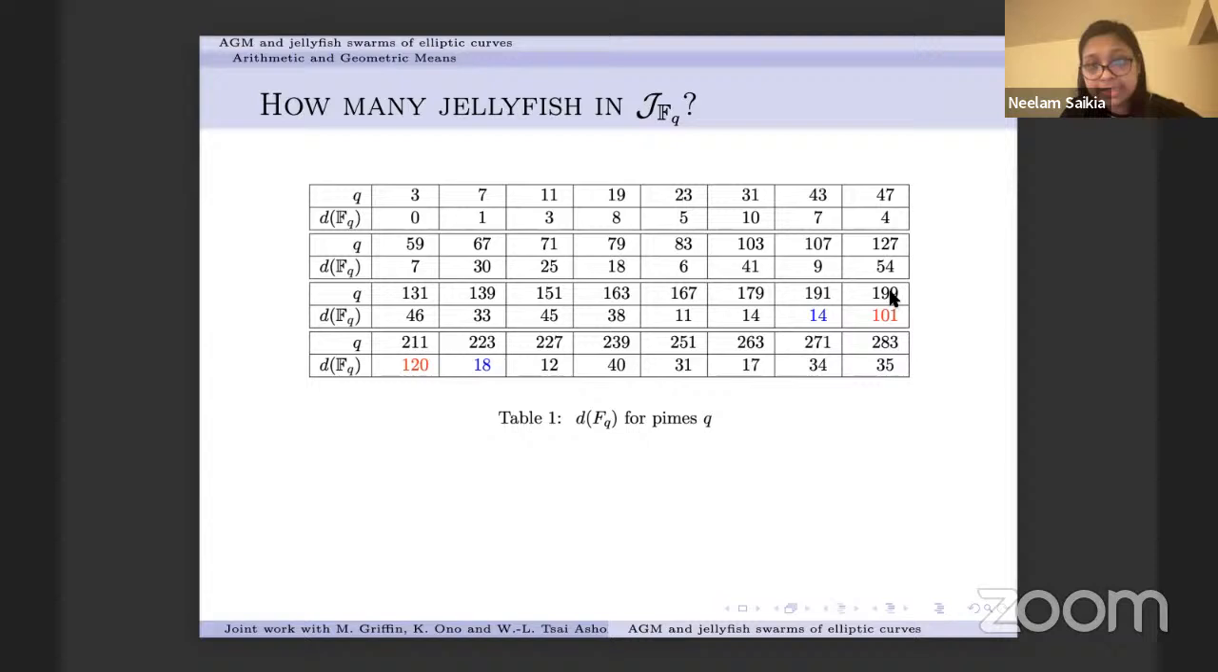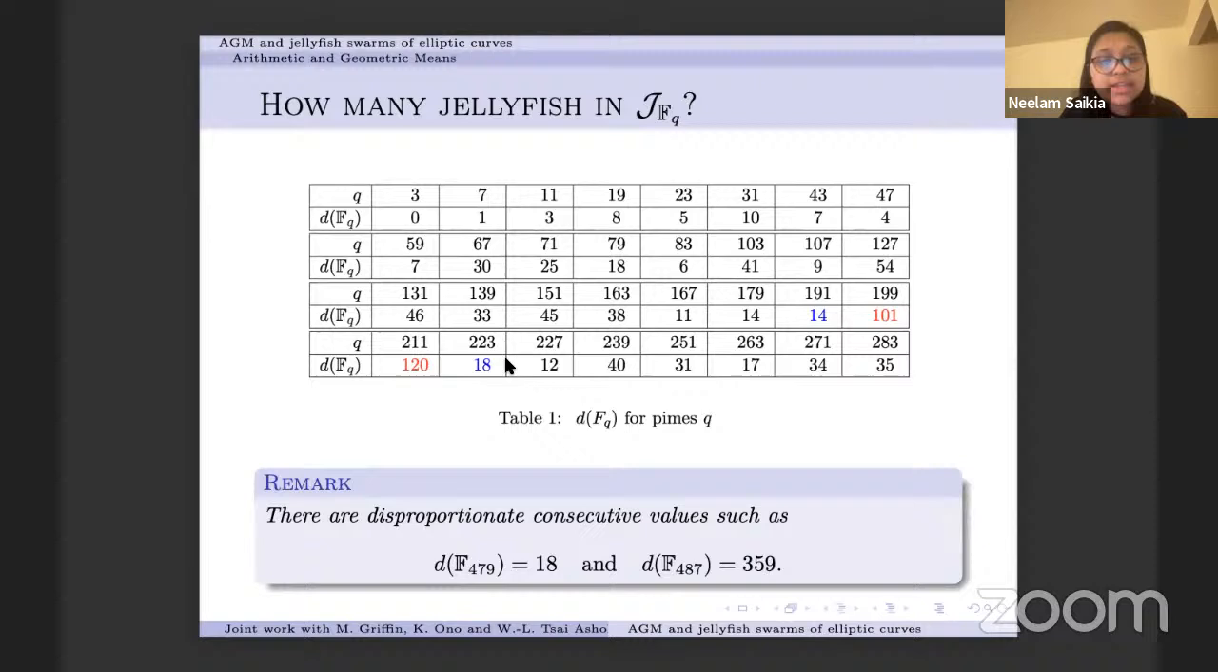Here we can see that we have a jump. For 191, we have 14 jellyfish, but for 199, we have 101 jellyfish. For 211, we have 120 jellyfish in the jellyfish swarm. And for the next prime, 223, we have 18 jellyfish, which is surprising. For this one we have 120, and for the next we have 18 jellyfish. So this is strange and surprising. If we compute for F479, we have 18 jellyfish, and just the next, F487, we have 359 jellyfish.